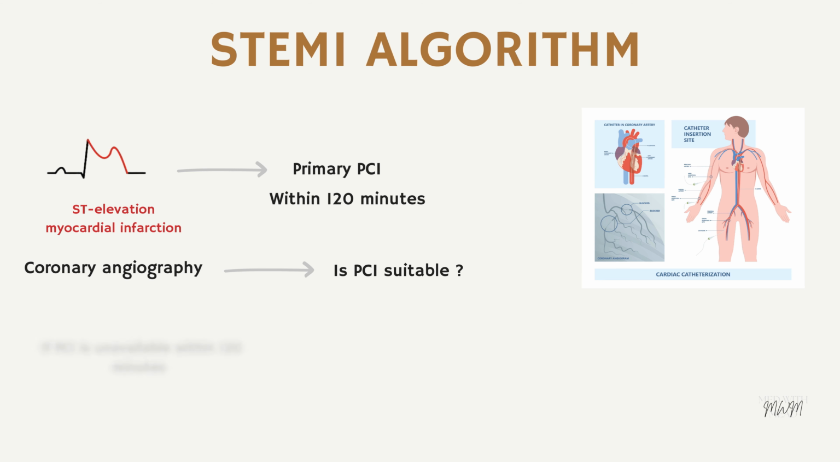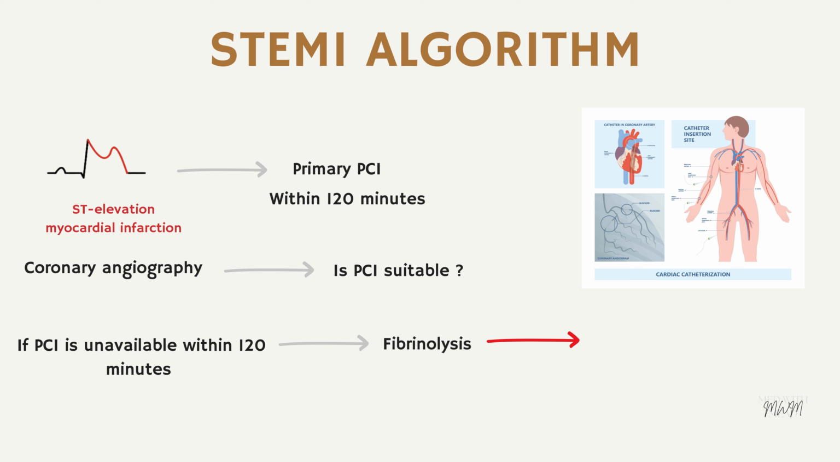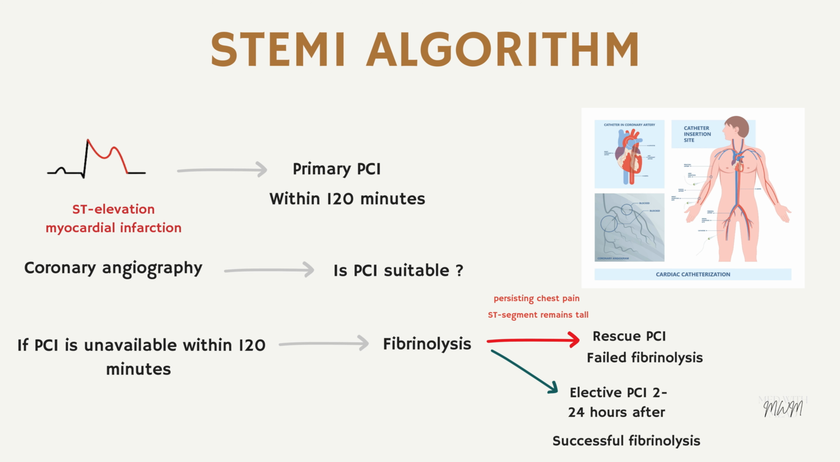If PCI cannot be performed within 120 minutes, then fibrinolysis should be given. Now, if fibrinolysis fails, meaning the patient still has persistent chest pain or the ST segment remains elevated 60 to 90 minutes after administration, then a rescue PCI should be performed. On the other hand, if fibrinolysis is successful, an elective PCI is recommended within 2 to 24 hours to stabilize the vessel and reduce complications.